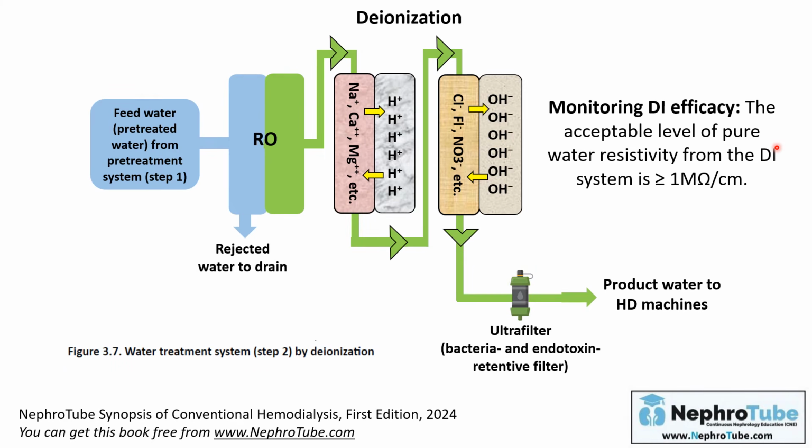How can we monitor the efficacy of DI? This can be monitored by measuring the resistivity of water coming out of the deionizer. The acceptable level of pure water coming out from the DI, its resistivity must be more than or equal 1 megohms per centimeter. And it is considered, by the way, a very low resistivity, because this water is clear of many of the ions, especially sodium.